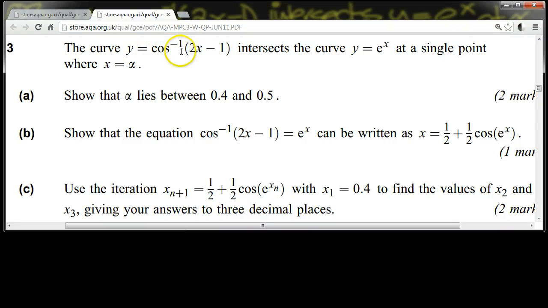The curve y equals arccos of 2x minus 1 intersects the curve y equals e to the x at a single point where x is alpha. Show that alpha lies between 0.4 and 0.5.